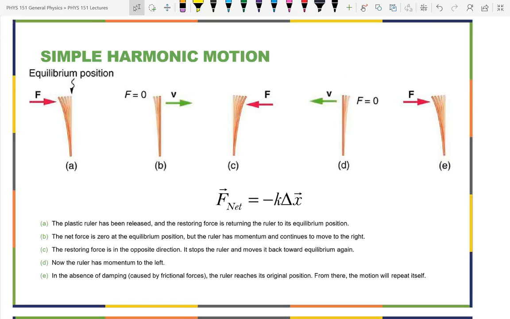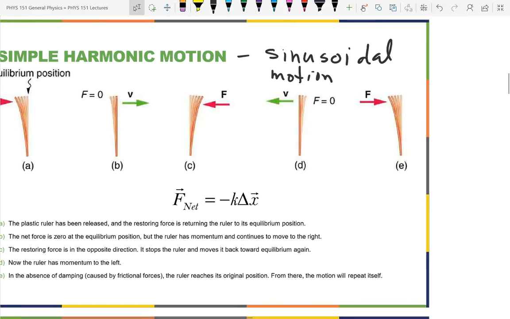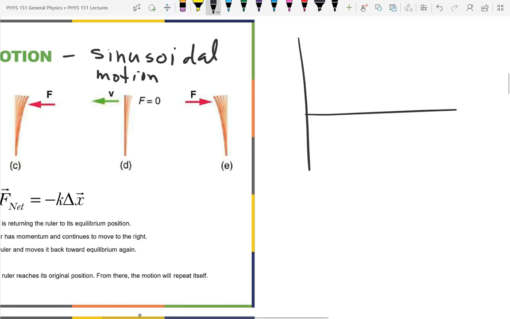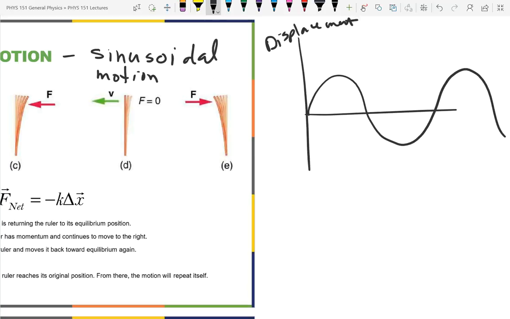So, to have simple harmonic oscillation, remember, simple harmonic is the special kind of oscillation that gives you a sinusoidal motion. What does sinusoidal motion mean? It means you have this nice looking pattern if you look at the displacement. So this axis is displacement, and this axis is time. And we have to define what displacement is. It's a new word.